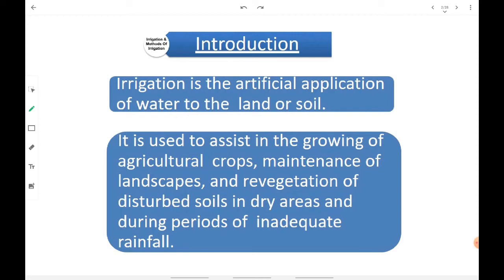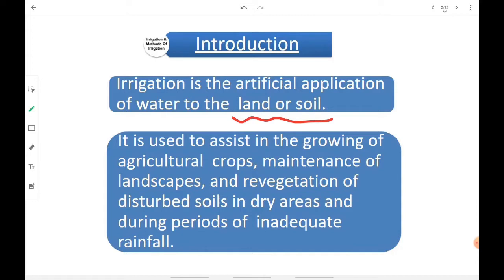So the definition is saying irrigation is the artificial application of water to the land or soil. It means that when the rainfall is insufficient, or the sources of water are not close to the farmland, the soil which needs to be cultivated with plants or crops does not have abundant or sufficient rainfall. Then what we are doing is providing irrigation water.